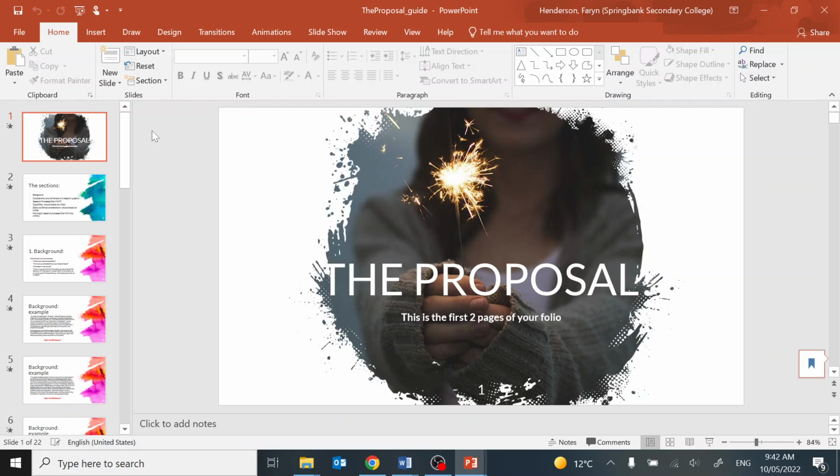So today I'm going through the proposal. Now, the proposal, for those of you who do not know, as part of the research project, is the first 2 to 3 pages of your folio. So you remember the folio being usually your very first assignment piece, and it's also a total of 10 pages long. So this generally takes up to the first 3 pages.